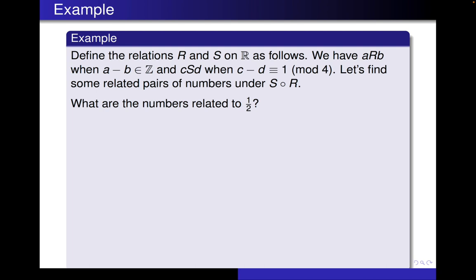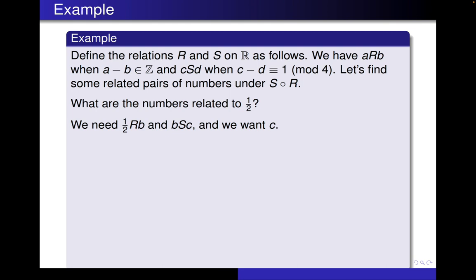That's a tough one because there are probably going to be infinitely many. So let's take a shot at it. Here's what we need in order to do this. We need 1/2 to be related under R to some number B, and then that same number B to be related under S to some other number C. And the thing we're looking for here is the C, right?